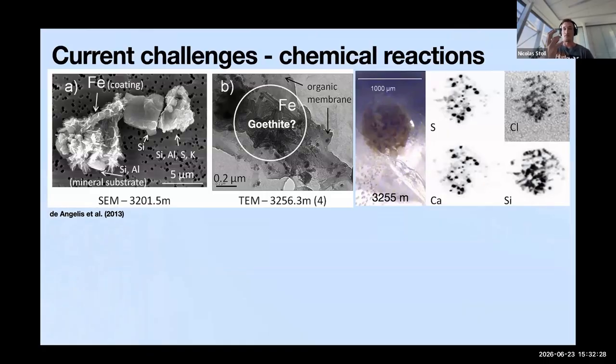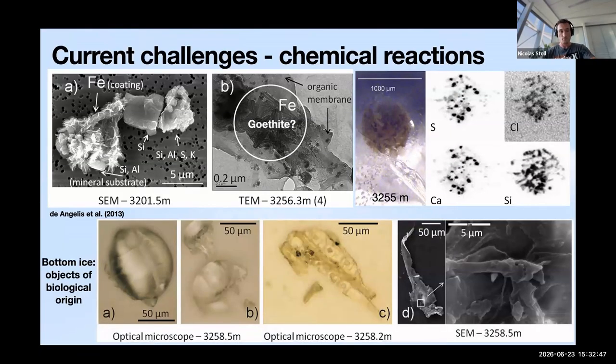And here you can also see one very big particle. So it's 1000 micrometers, which is very, very large for ice. And on the right-hand side, you can see different elements which cluster at different locations, showing that these have probably been squeezed together by microstructural processes, for example.